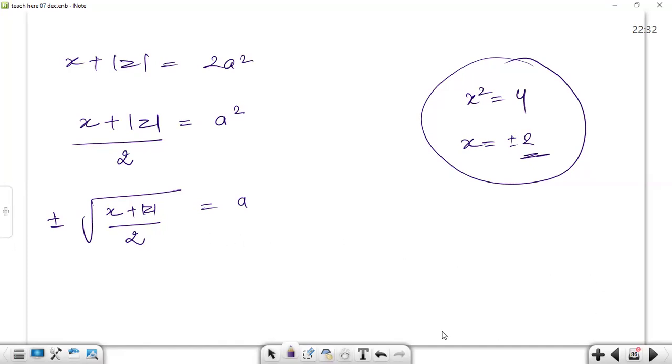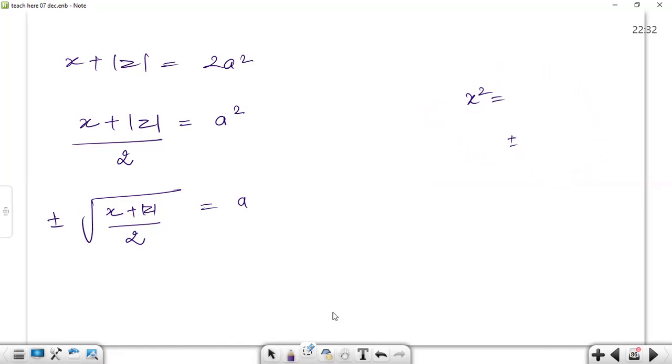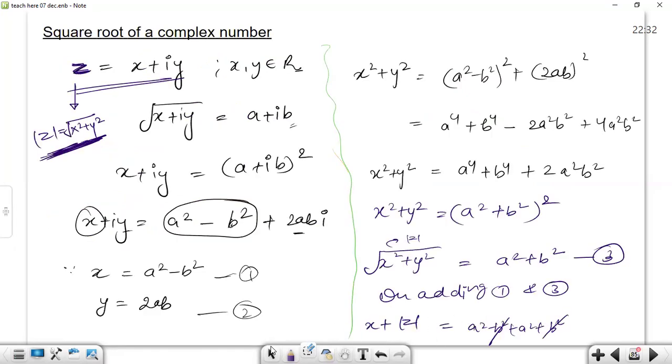Now let's solve for b. How will we solve? We'll simply subtract equation number 3 from equation number 1. No, we will subtract equation number 1 from 3.